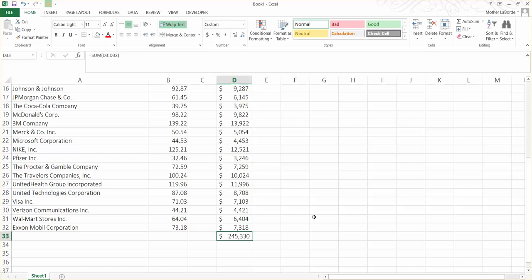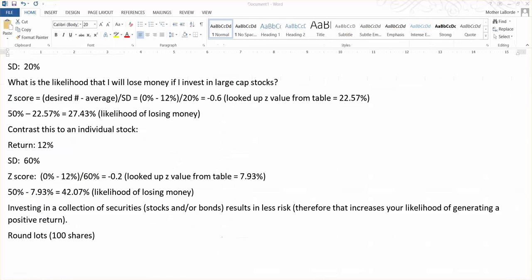So it's $245,000 to buy one round lot of each of the Dow stocks in the Dow Jones. And that's only 30 stocks. That's not an incredibly huge portfolio. But even so, it's still going to cost quite a bit of money that many, if not most, individuals don't have. So it's expensive to buy a round lot of the Dow Jones. It just takes quite a bit of money.